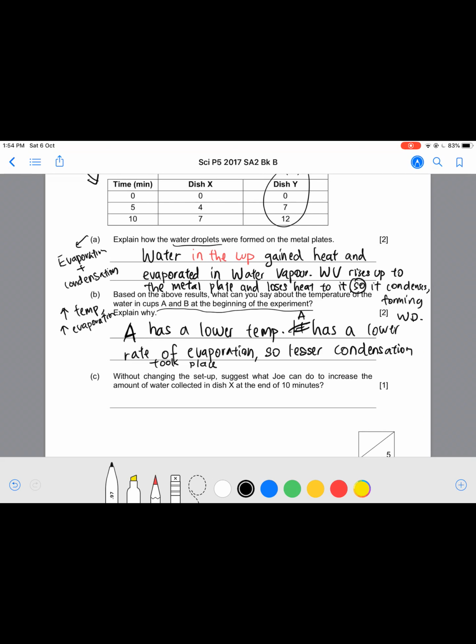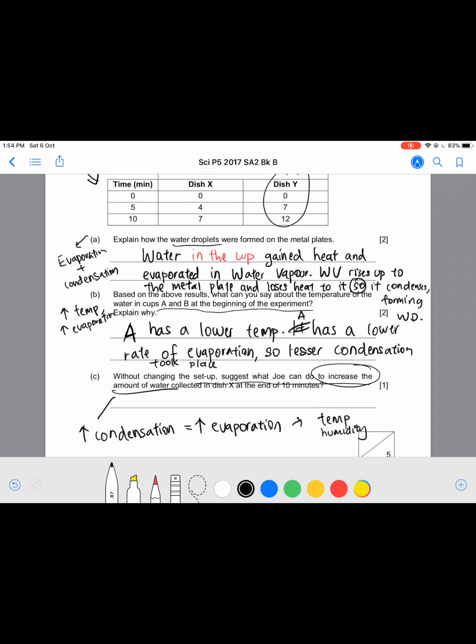Okay, part C. Without changing the setup, what can you do to increase the amount of water collected in X? Without changing the setup, so you have to have your beaker still there, your volume of water still there. To make sure that you increase the amount of water means you are trying to increase condensation, right? To do that, you must first make sure you increase evaporation, so that there will be more condensation, right? How do you increase evaporation? Few ways. Remember your temperature, remember your humidity.